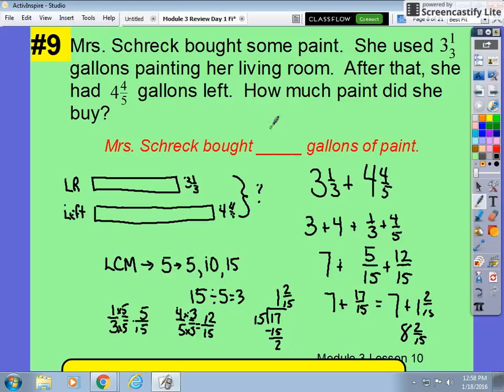So that means that Mrs. Schreck bought 8 and 2 15ths gallons of paint. And does that seem reasonable? If I think about what she started with, she had 3 and 1/3 plus 4 and 4/5. 3 and 1/3 is about 3. 4 and 4/5 is about 5. So if I'm thinking in my cloud, I have about 3 plus 5, which is 8, and that's what I got for my answer. So it does seem reasonable.